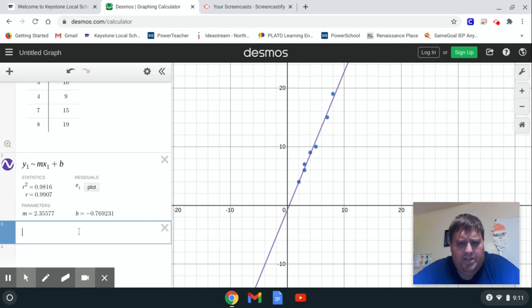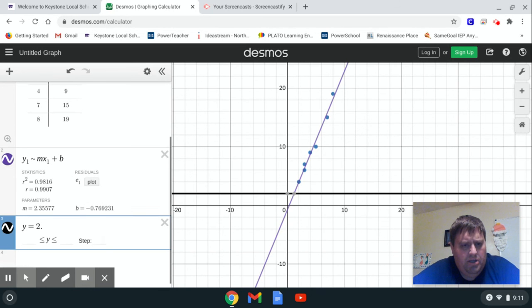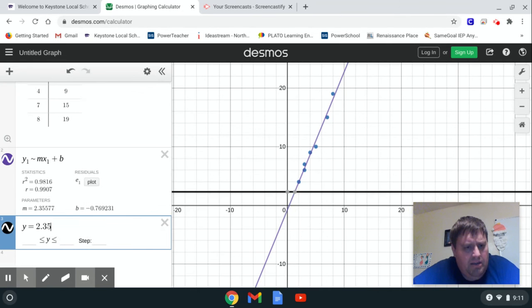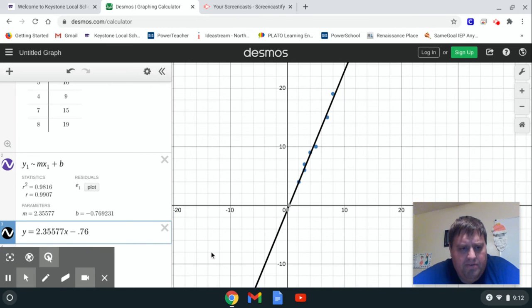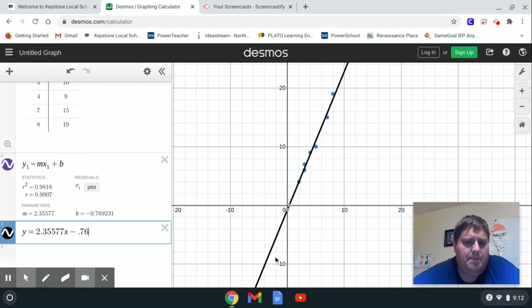So our equation of this line, and I could graph it, it'll show up right on top: y equals 2.35577x minus my y-intercept, 0.76, whatever. Notice that that line just changed because now there's a black line over top of it. Literally, I took those values from right here, the slope and the y-intercept.